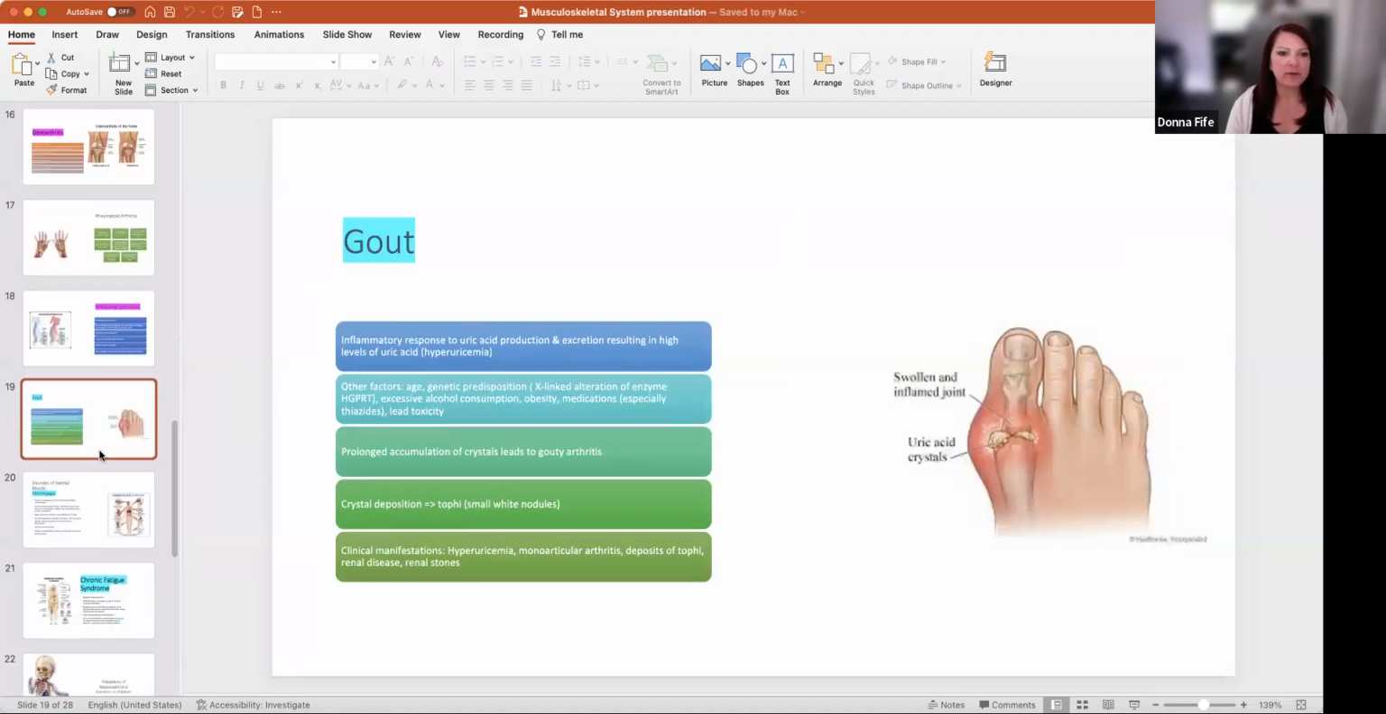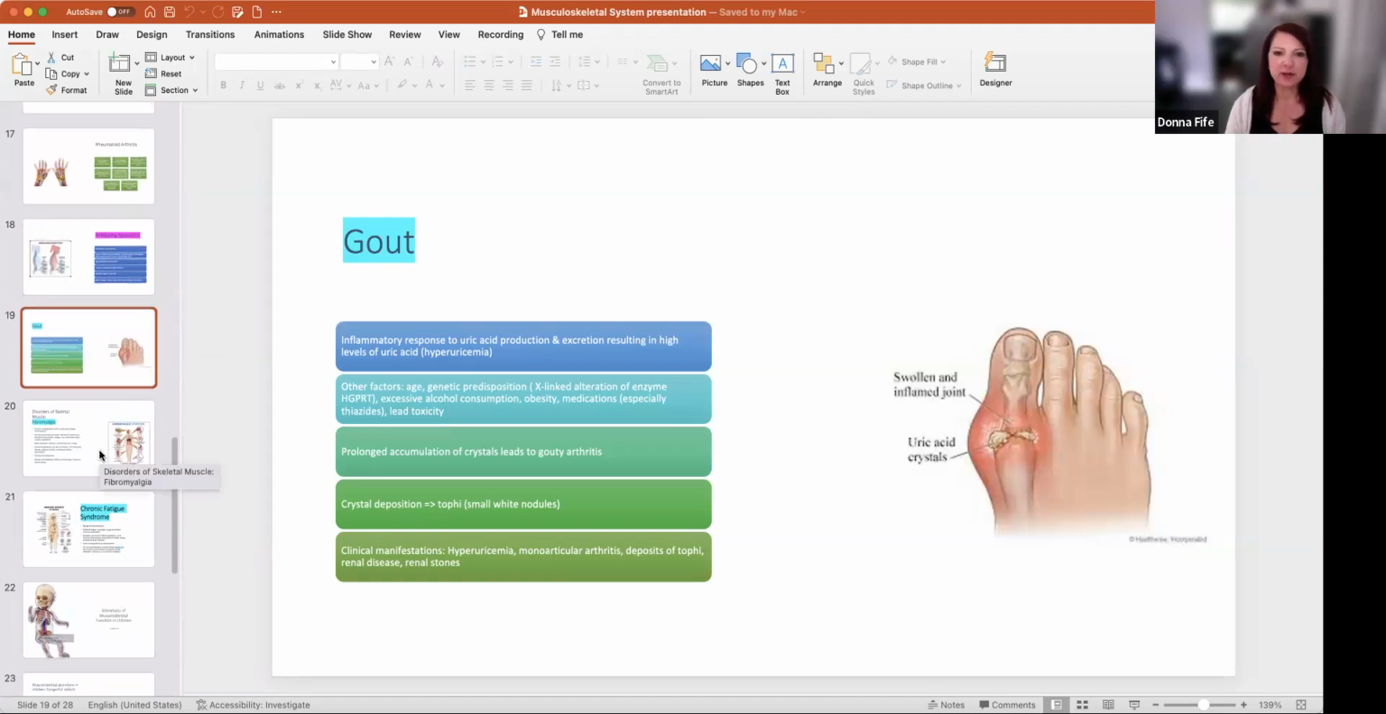Okay, moving on to gout. This is an inflammatory response to uric acid production and excretion, resulting in high levels of uric acid, also known as hyperuricemia. Other factors include age, genetic predisposition, and an X-linked alteration of the enzyme HGPRT. Excessive alcohol consumption can lead to gout, as can obesity and different medications, especially thiazides. Lead toxicity can also cause gout.